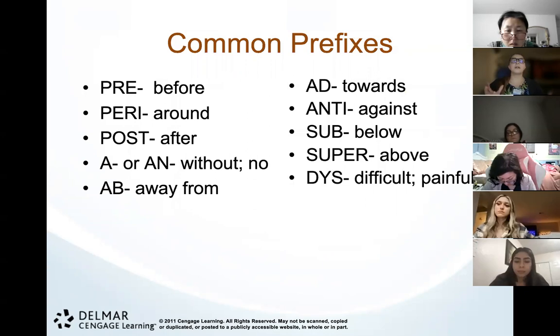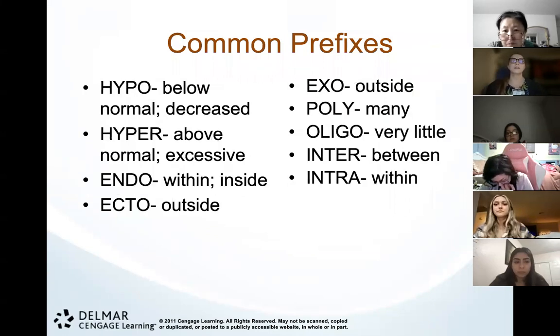And again, we're going to combine root words with prefixes and suffixes. We don't always have to have a prefix and a suffix. Sometimes it's either or, but sometimes it's all of them together.